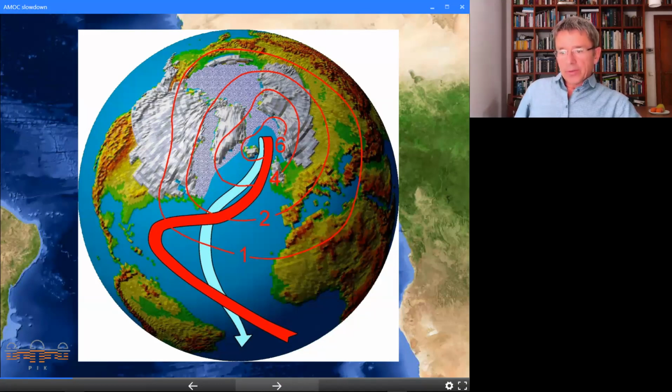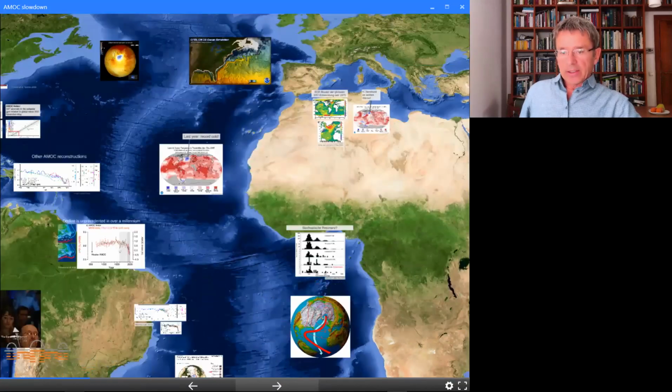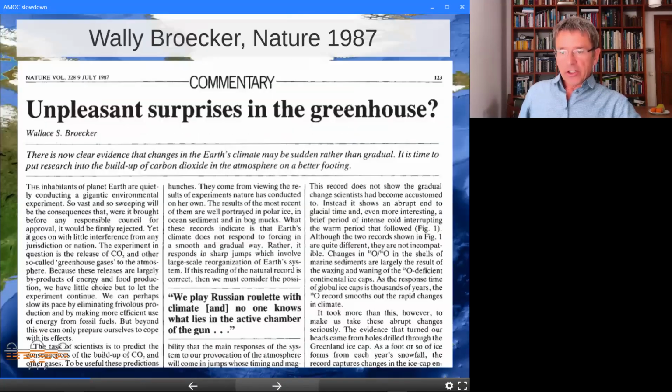Now, the first person who suggested that this could change again, if it was so unstable in the Ice Age, was Wally Broecker in this famous Nature article of 1987 called Unpleasant Surprises in the Greenhouse, where he said that we play Russian roulette with climate and no one knows what lies in the active chamber of the gun, so very colorful language. And he warned of sudden, abrupt, nonlinear changes in climate due to ocean circulation changes.